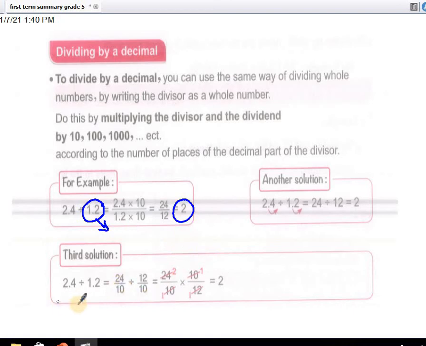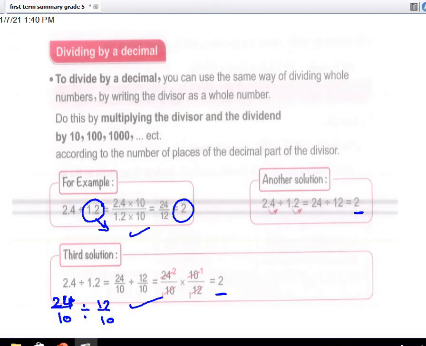Okay, and if I have a third solution here, yes, okay, but we use this one and this one. I can do it like this, yes, 2.4 will be 24 over 10 divided by 12 over 10, so keep, change, flip: 24 over 10 multiplied by 10 over 12, so I'm going to divide 10 by 10, so the answer will be 24 over 12, which is 2. They have to get the same answers.